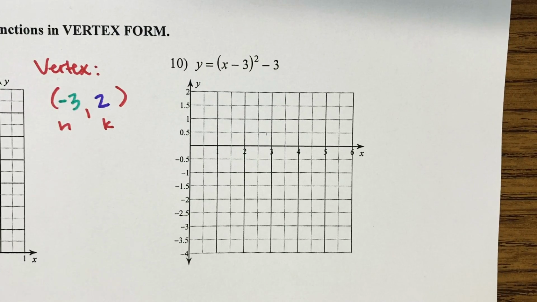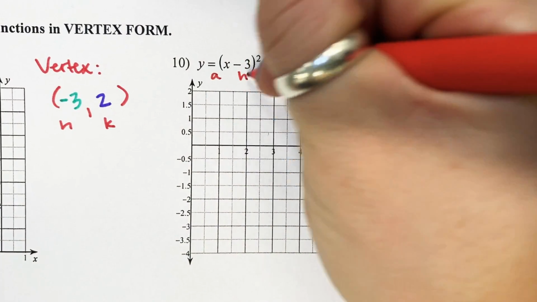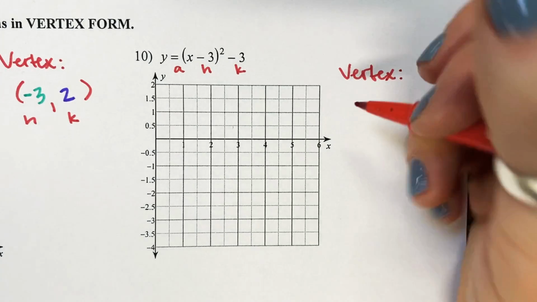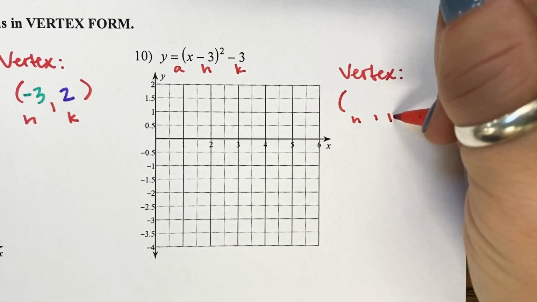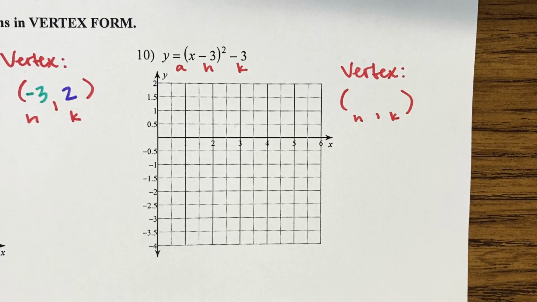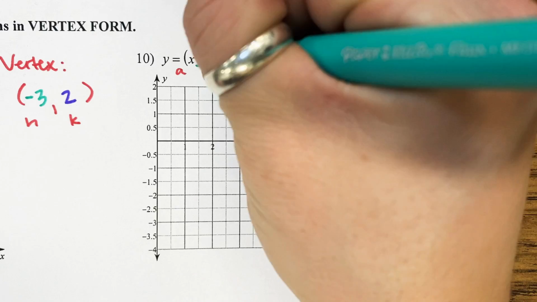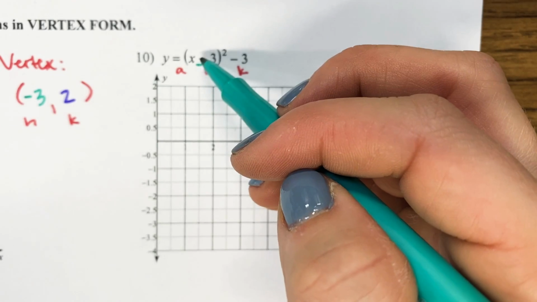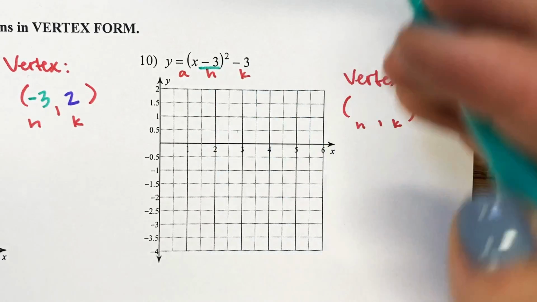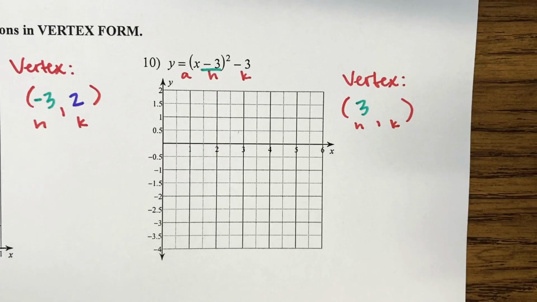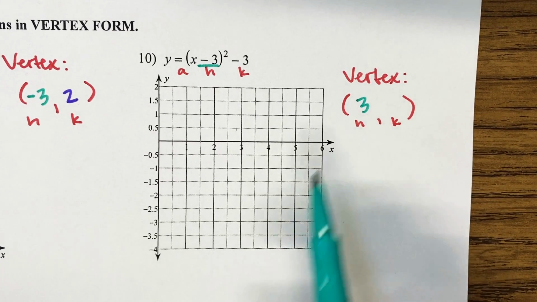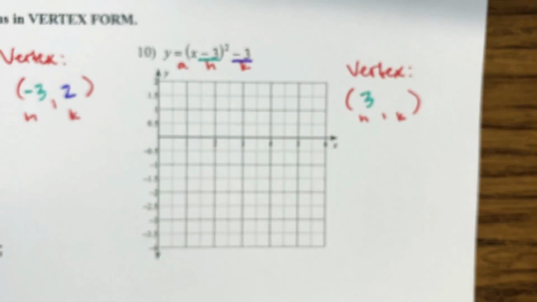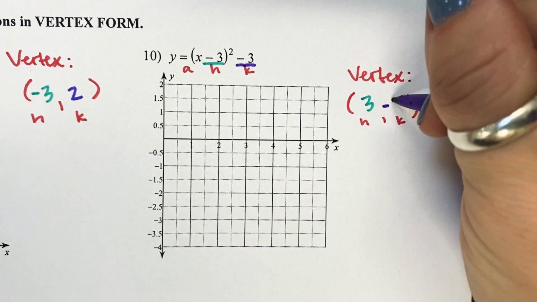So last example. Let's do that one more time. So I have A, H inside, K on the outside. Let's identify the vertex. The vertex is always H for our X, K for our Y. H is on the inside of my parentheses. Do we keep that sign or do we change it? Remember, we change the sign on our H, so that is going to go from a -3 to a +3. And then we have our K. Do we keep that sign or do we change it on our K? We keep it, so that's going to stay a -3.